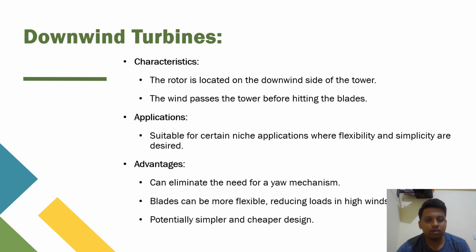Next is downwind turbines. The rotor is located on the downwind side of the tower. The wind passes through the tower before hitting the blades. Application: suitable for certain niche applications where flexibility and stability are desired. Advantage: can eliminate the need for yaw mechanisms. Blades can be more flexible, reducing load in high winds. Potentially simpler and cheaper design.